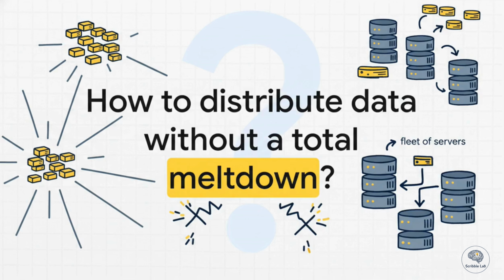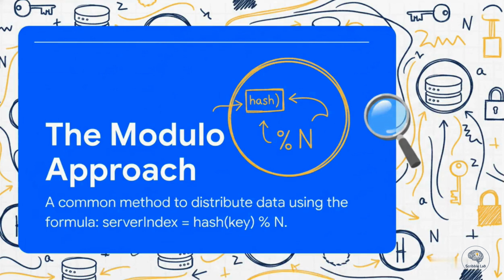Well, the most obvious answer, the one that probably comes to mind first, seems simple enough. But it's hiding a catastrophic flaw. And that first pass idea is usually the modulo approach. It makes perfect sense, right? You just take a key for your data, run it through some hash function to get a number, and then you use the modulo operator with n, your total number of servers. Boom, you know exactly which server gets the data.